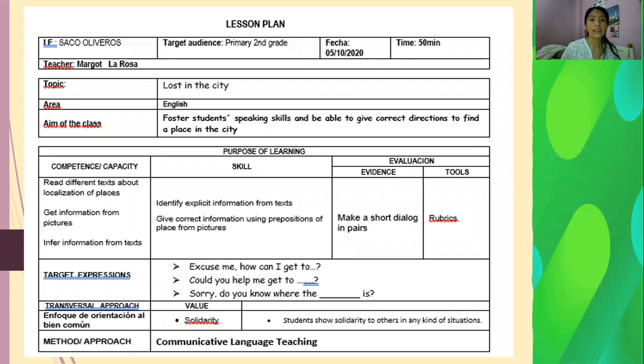This is the lesson plan, Lost in the City. The aim of the class is to foster students' speaking skills and to be able to give correct directions. We have here the competence, capacity, skills, and also the target expressions.